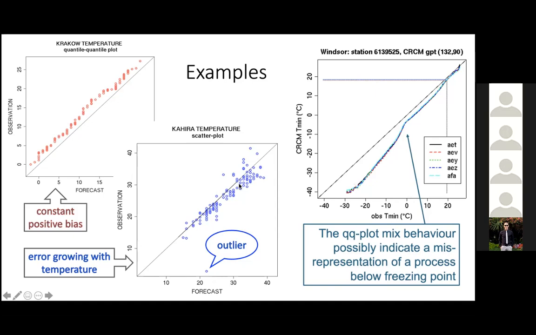In the lower center, you have scatter plots. And here you can see, for example, there is a growth of the error with the temperature. You can also see that there is a little outlier here. It's important to identify those because outliers affect some of the verification statistics. So a few examples here.